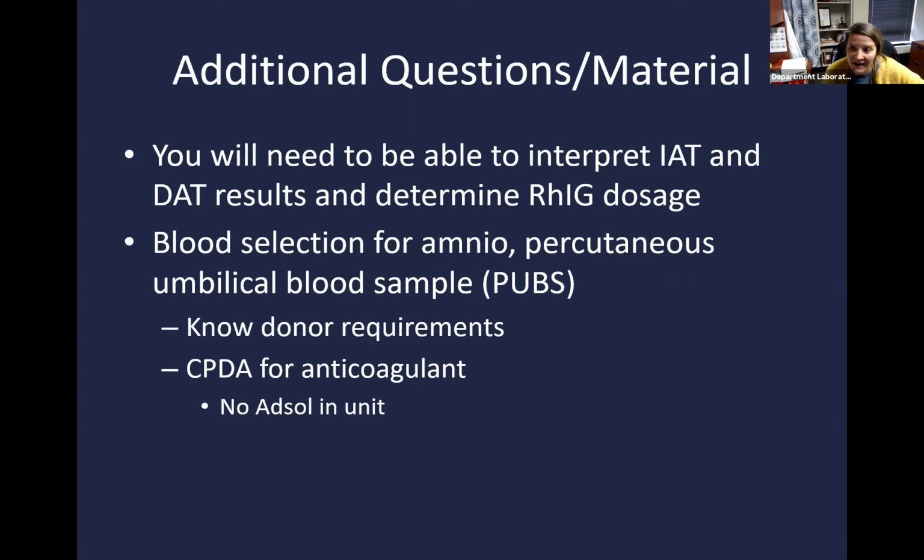If mom's IAT is negative, that DAT in the baby is not positive because of a circulating IgG antibody in mom's plasma. It's probably due to ABO, okay? So you have to look at all of those test results in order to make those determinations.